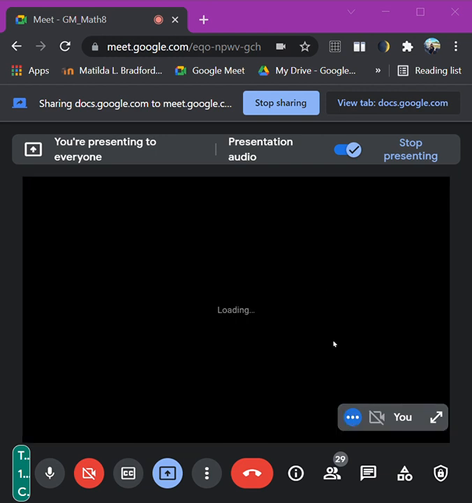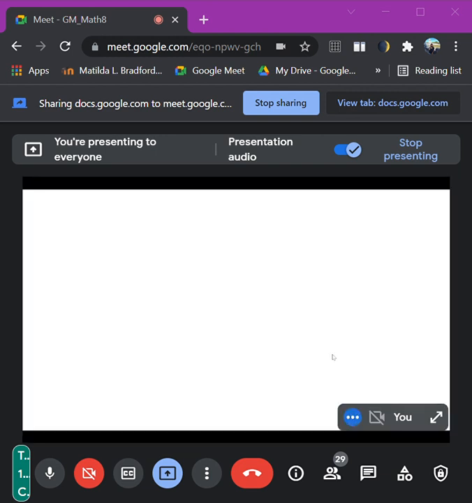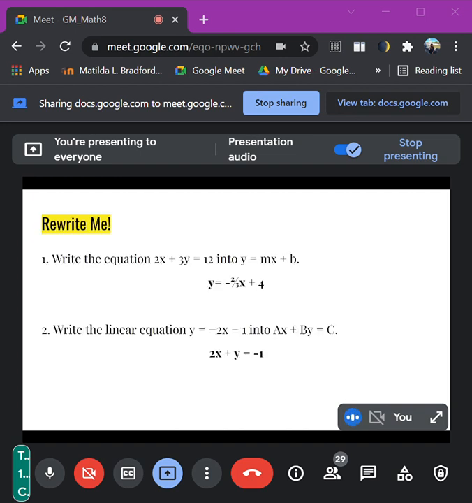Okay. So you have there. So very good. Everyone, or some of you got the correct answer. So that is how we're going to change our standard to slope-intercept and vice versa.